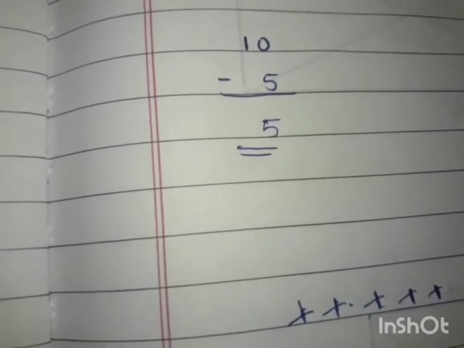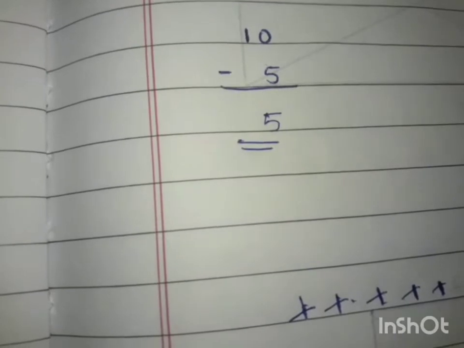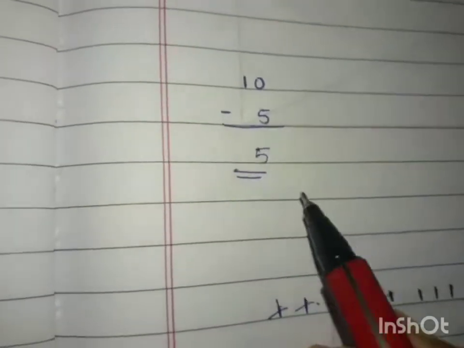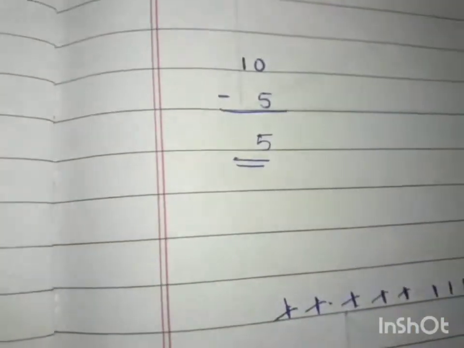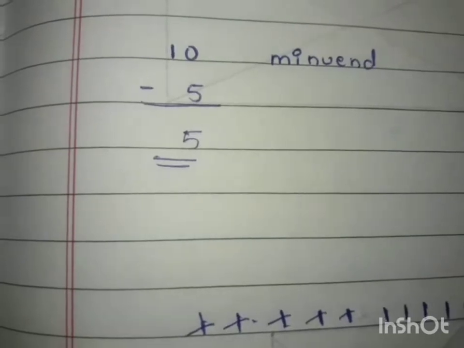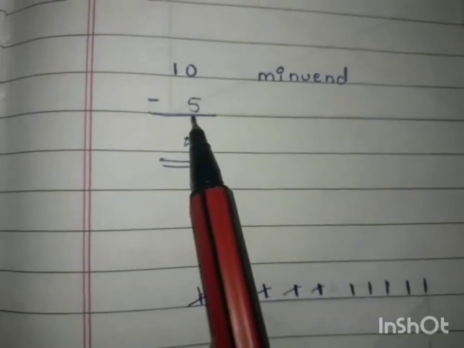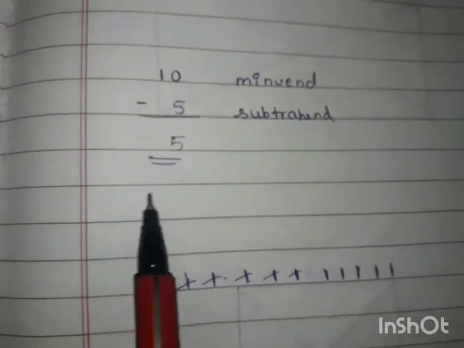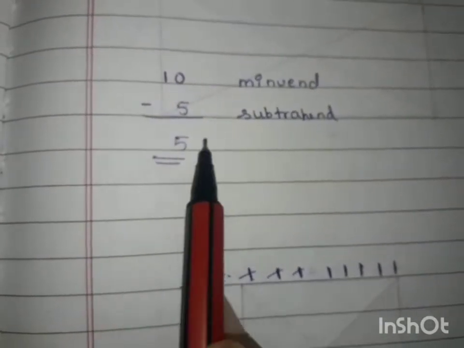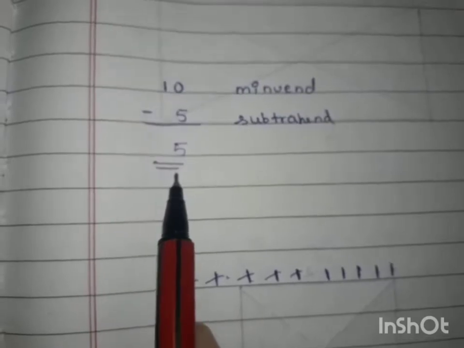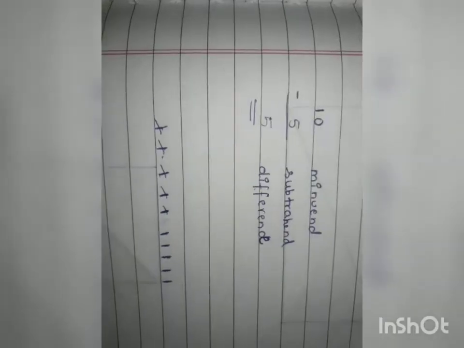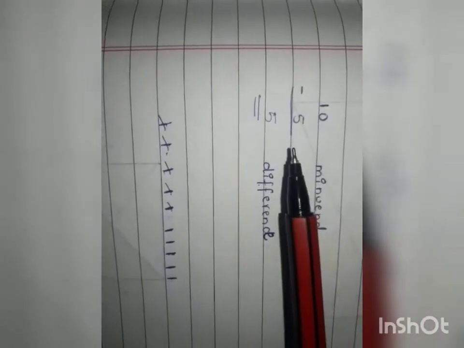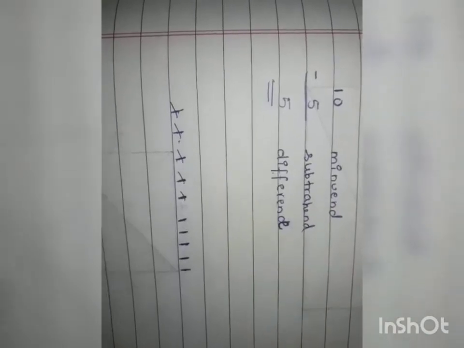So this is how we generally subtract. I hope you all understood how to subtract. What is subtraction? So here the number 10 is called the minuend and this number 5 is called the subtrahend. And the number 5 here, the answer that you get, the remaining chocolates you have in your hand, is called the difference. So when you subtract the subtrahend from the minuend, you get the difference.